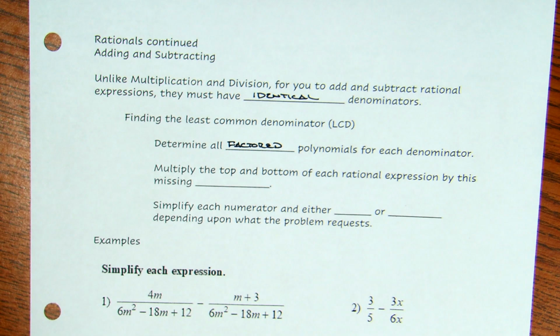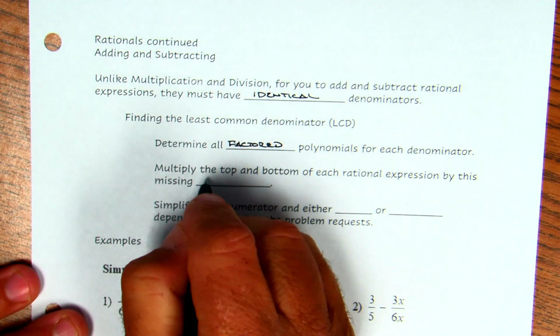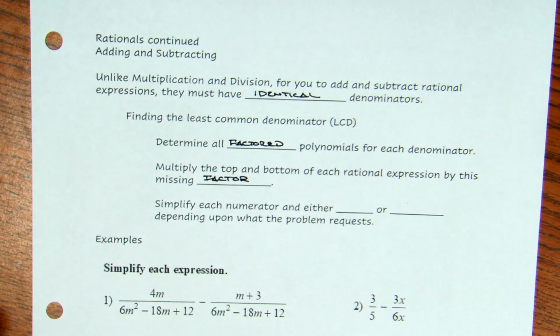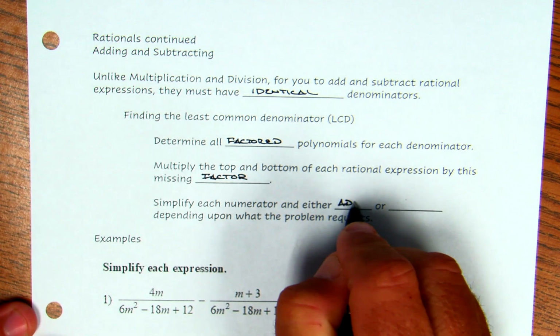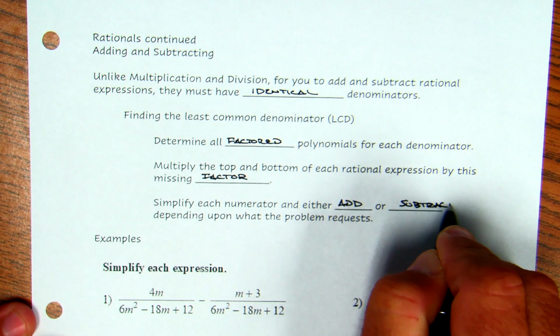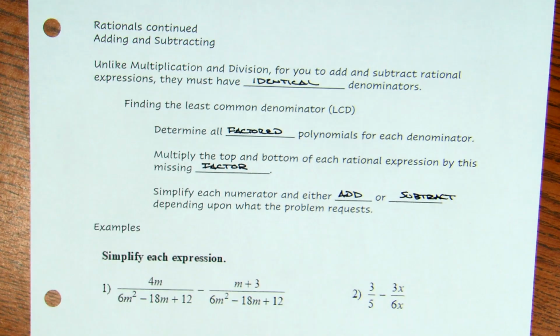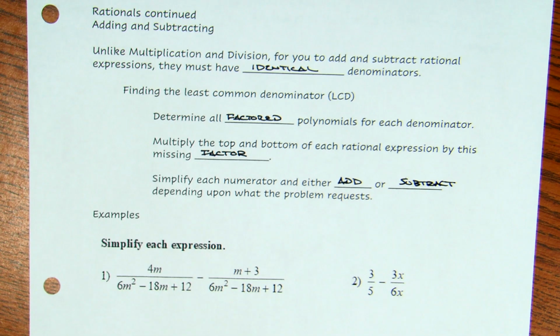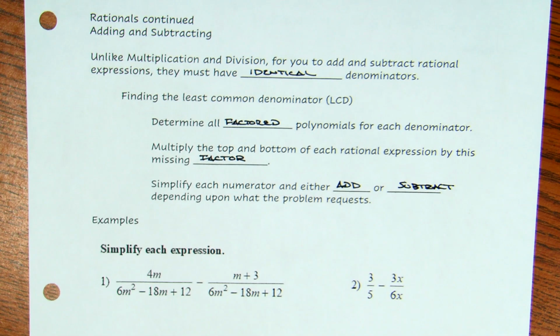Multiply the top and bottom of each rational expression by this missing factor. Simplify each numerator and either add or subtract, depending upon what the problem requests. All right.